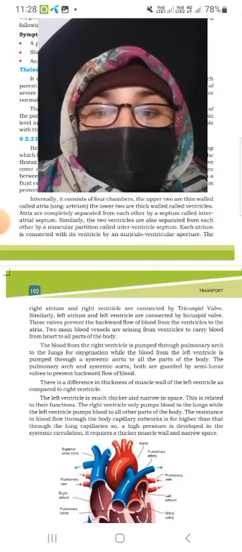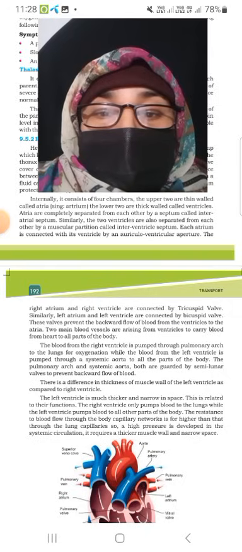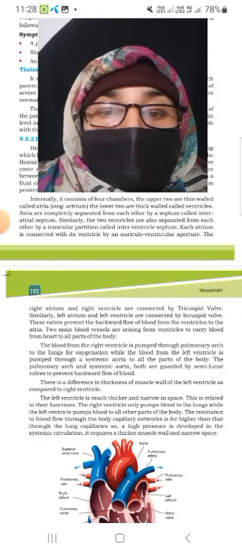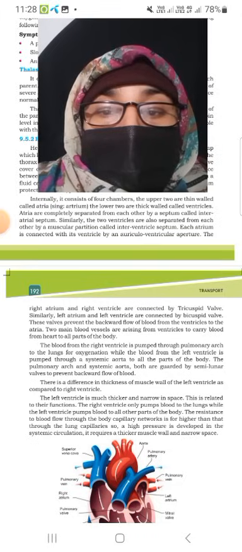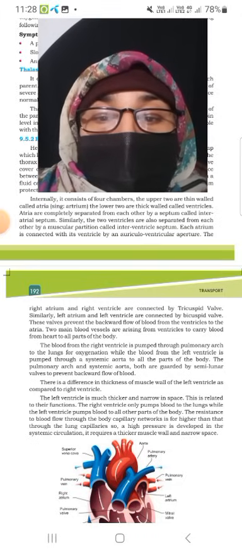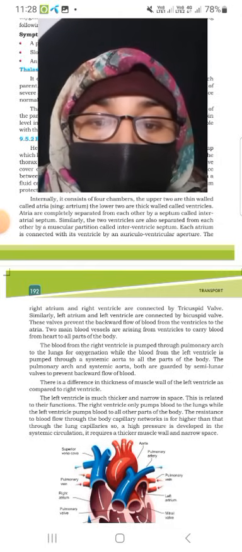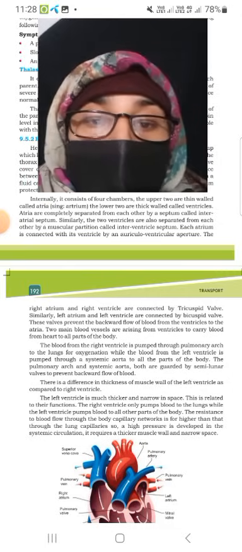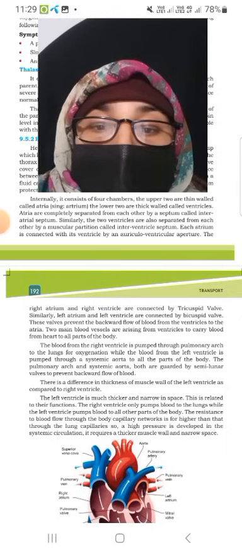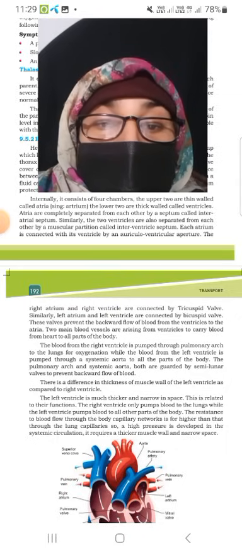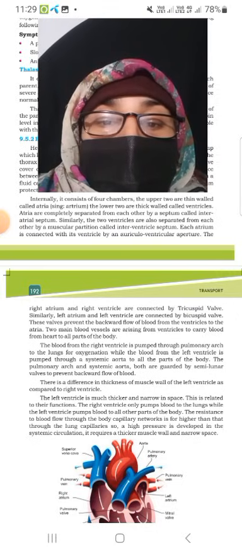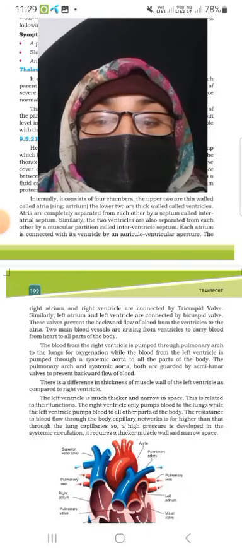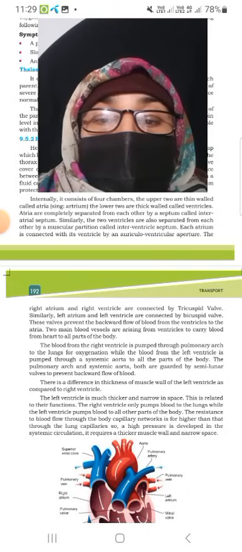This topic is about the heart. It consists of four chambers: the upper two and the lower two. The atria are in the upper part and the ventricles are in the lower part, separated from each other by a wall called the septum. The wall between the atria is called the interatrial septum, and similarly the ventricles are also separated from each other by a septum.